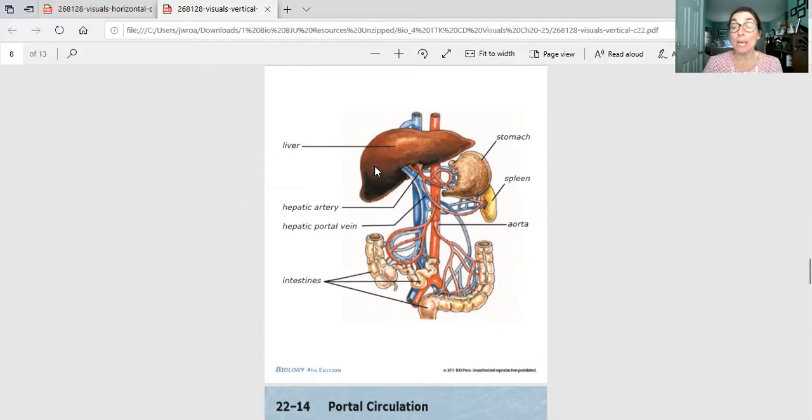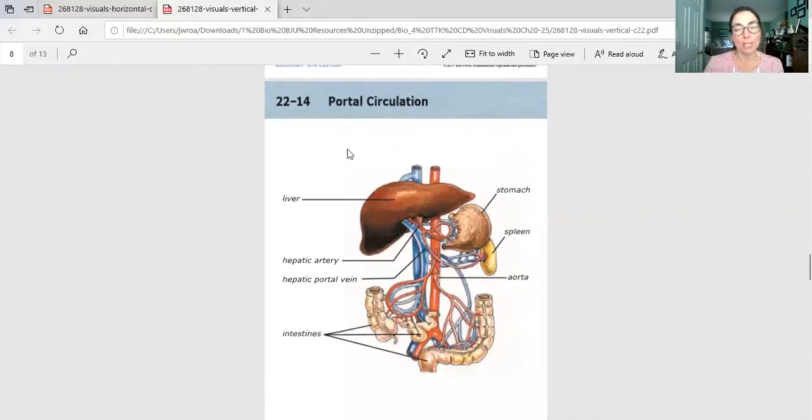And then it also can pick up things that came from the digestive system for storage or for processing functions that the liver does just naturally. That type of circulation is called portal circulation. So through the liver is portal circulation.